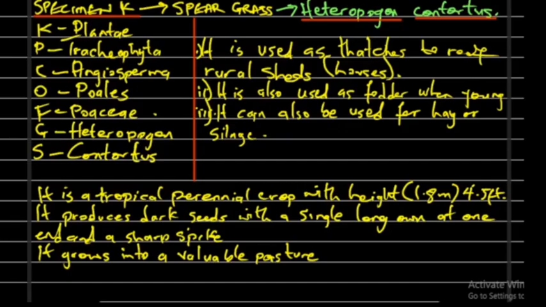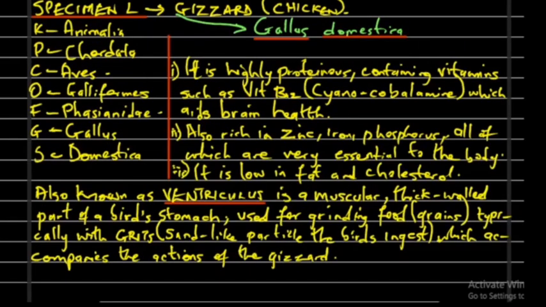And so we move to the next specimen, which is specimen L, the gizzard of chicken. The classification of the chicken is from the kingdom Animalia to the phylum, which is Chordata, the class is Aves, the order is Galliformes, the family there is Phasianidae, the genus is Gallus, and the species is domesticus. And that is how we arrived at this scientific name. This particular specimen, the gizzard, is also known as the ventriculus. The ventriculus is a muscular thick-walled part of the bird's stomach, and it is used majorly for grinding food or the grains that have been eaten by the birds.